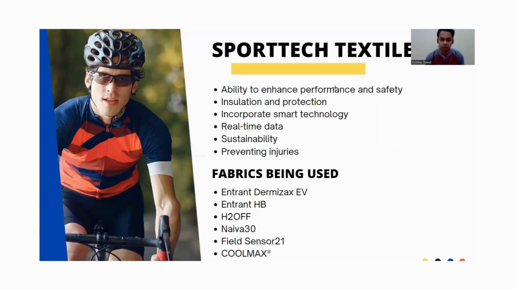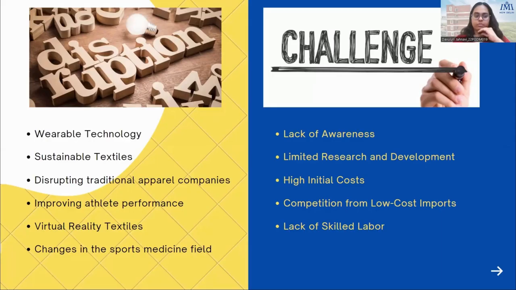Last would be the Coolmax. It is a high performance fabric from DuPont, the company, that moves sweat away from the body to the outer layer of the fabric, quite similar to Field Sensor 21, where it dries faster than other fabrics. This fabric enhances the wearer's comfort and increases performance and endurance by spending less energy to cool the body. Right. So these were the fabrics.